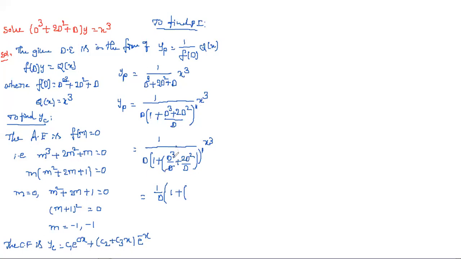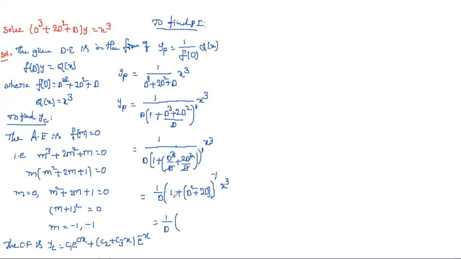It means 1d and 1d cancel here. What will we get? D square plus, here 1d and 1d cancel. Then what about the remaining? (2d)^2 minus 1 into x cube. So it is equal to 1 by d into, now which one do we need to apply here?